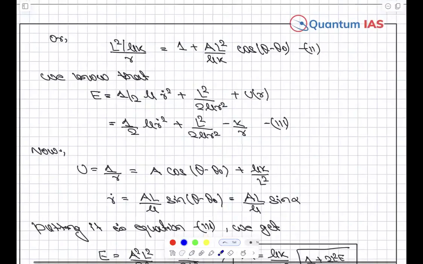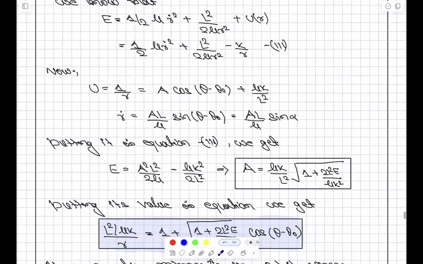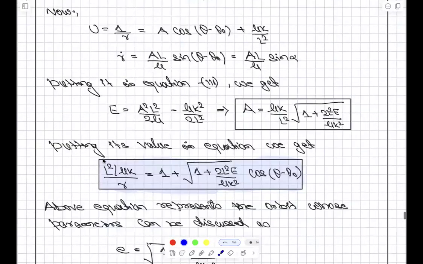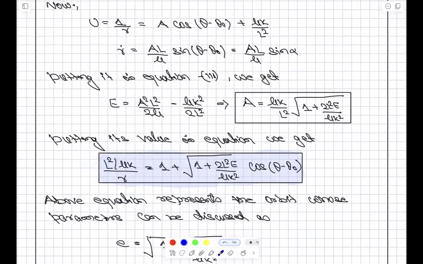Now if you put it in this equation, E is equal to a square minus mu square, that is a equals to this. If you put the value of a, this is what you get, and that is what? It is the equation of the orbit of a plane, that is conic section.